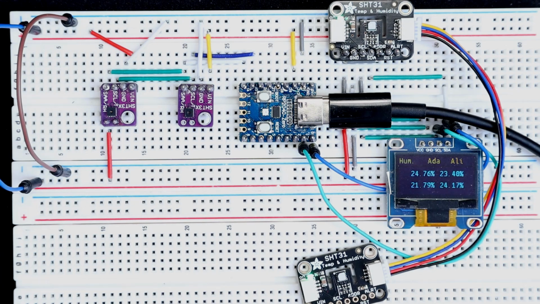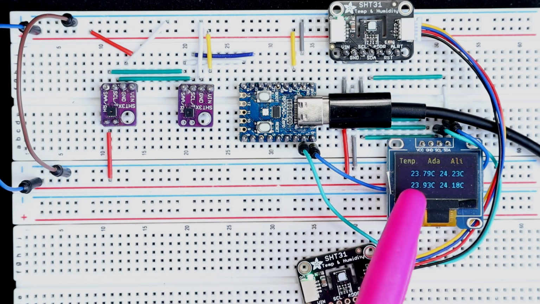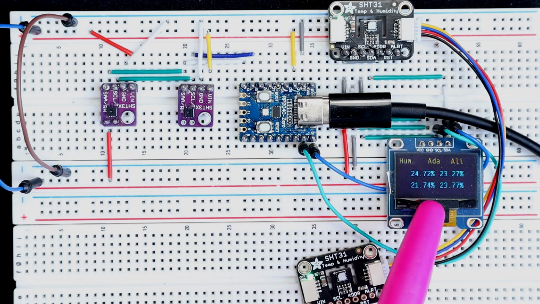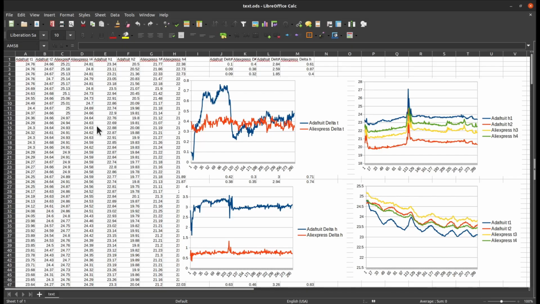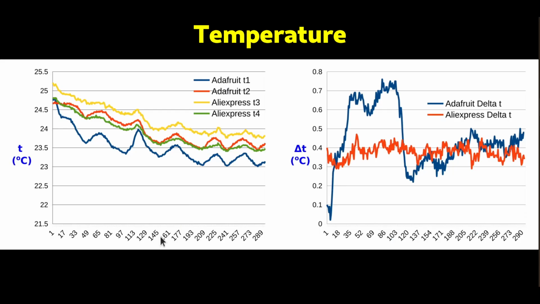And here you can see the OLED display. It shows the humidity and the temperature every 3 seconds, so the cycle of it is around 6 seconds. But in the data set, the measurement cycle is 20 seconds. I let them run for almost 2 hours, collected the data, and compared them, and I will share the result with you right away. Let's look at the temperature first.